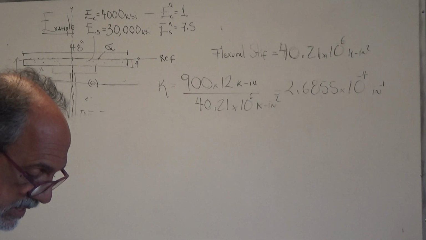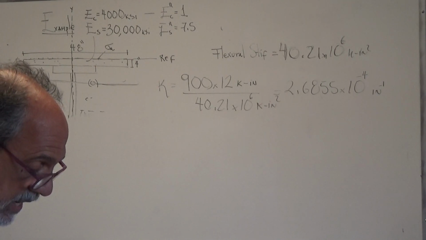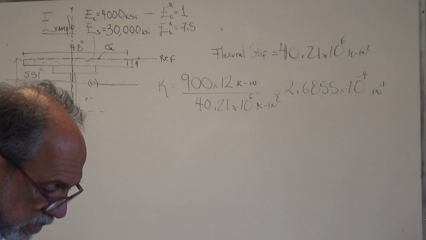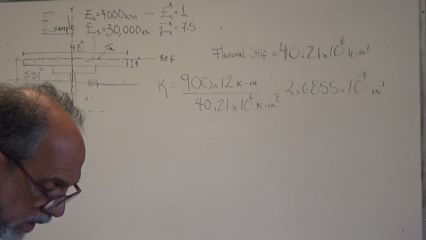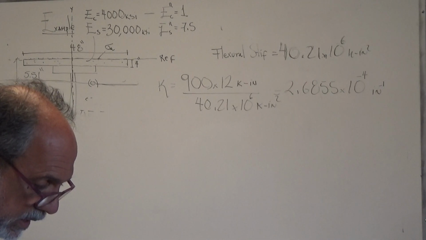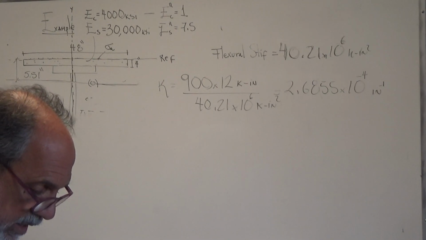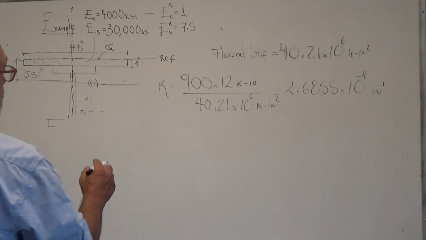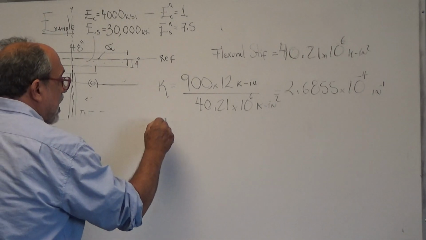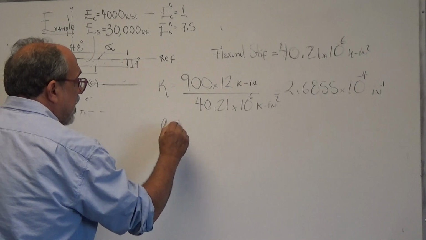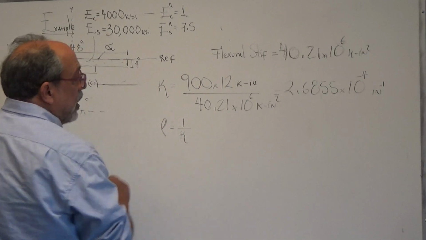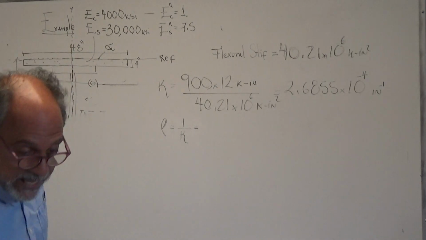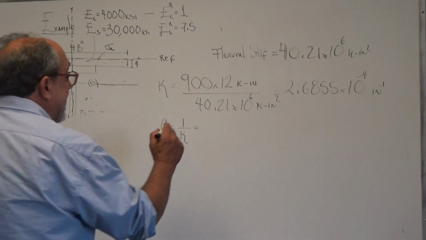So 2.6855 divided by 1, 2, 3, 4. 1 divided by that, and that divided by 12. Just for curiosity, we can calculate rho. We don't really need it in our calculations, but rho is 1 over the curvature in inches, and then convert it to feet, and we get 310 feet.